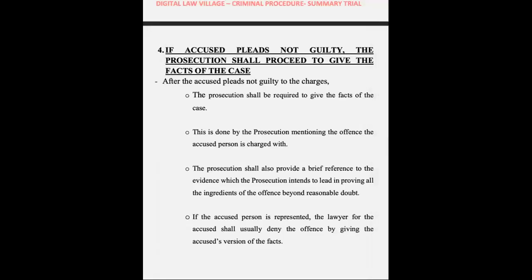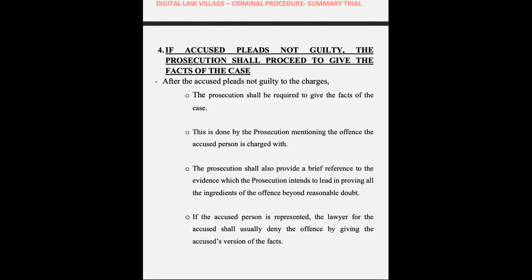So that's why I've explained that when the accused pleads not guilty to the charges, the prosecution will then have to give the facts of the case, because the accused is saying you're not guilty. The prosecution will have to give the facts of the case. They will mention the offense charged. Then they will provide a brief reference to the evidence they intend to rely on.